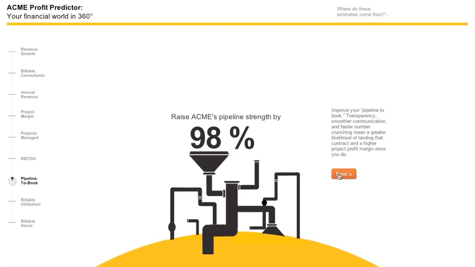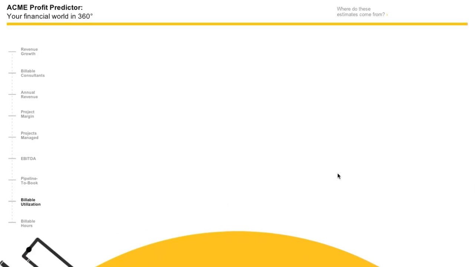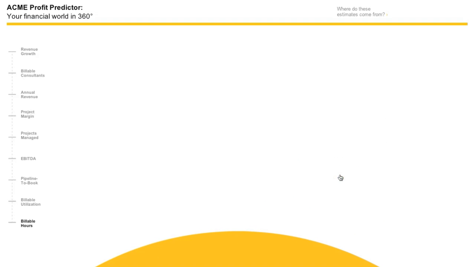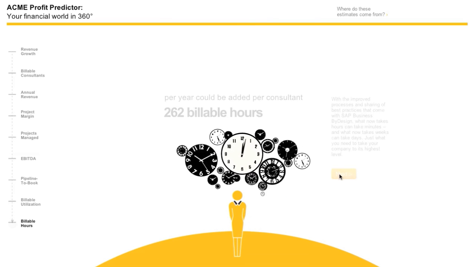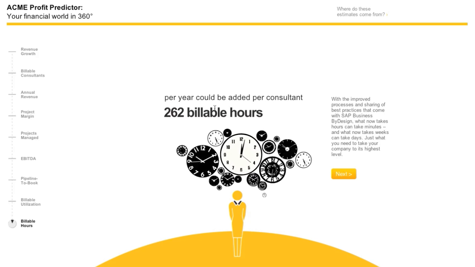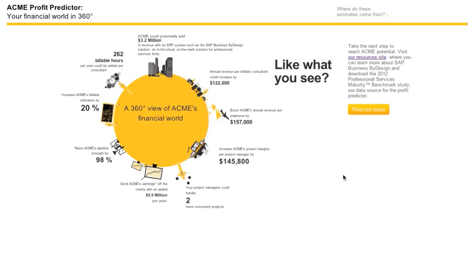So your pipeline can increase, your billable utilization, great graphics in here, easy to read stuff, 20% here, increase Acme's billable utilization by 20%, and your billable hours, a calculation here as well, per year could be added per consultant, 260 billable hours.